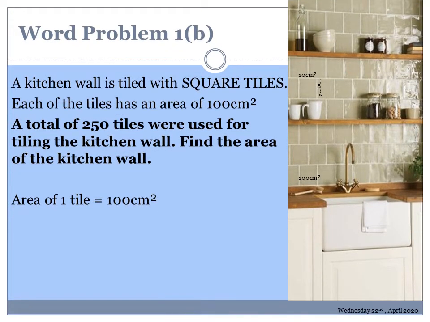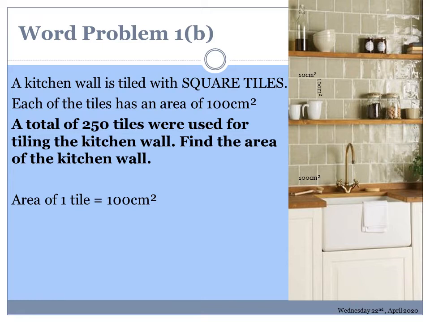Let's see problem 1b. 1b says a total of 250 tiles were used for the tiling of the kitchen wall. Now it's asking us to find the area of the whole kitchen wall. Remember, one single tile has an area of 100 centimeters square. Now it is saying we have 250 tiles used to tile the kitchen. What now is the area of all the 250?